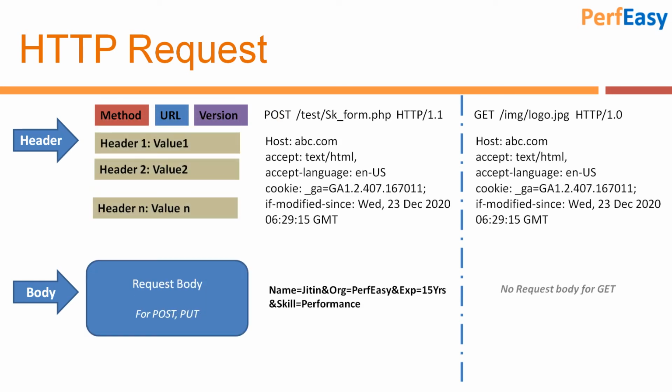Here we showed that there will be a first line which would contain the request method, the URL and the version of HTTP. Then there will be some request header fields with corresponding values. If the request is a POST request, the body of the request would also contain some data. If it is a GET request, we do not expect anything as part of the request body.